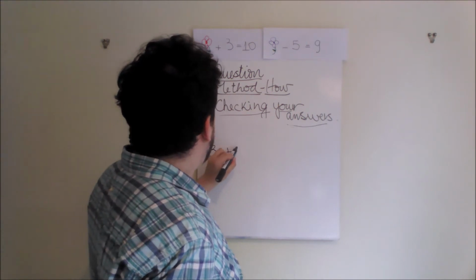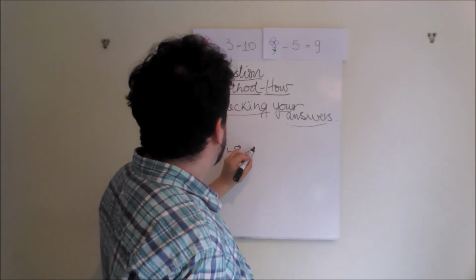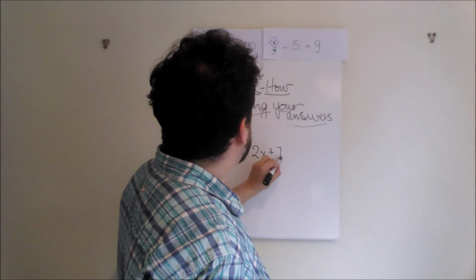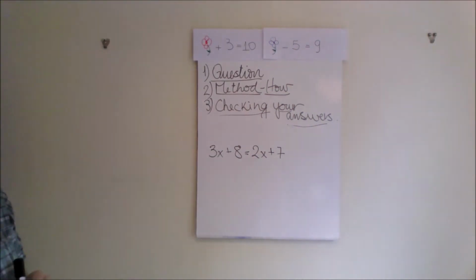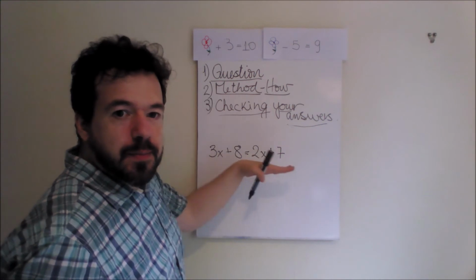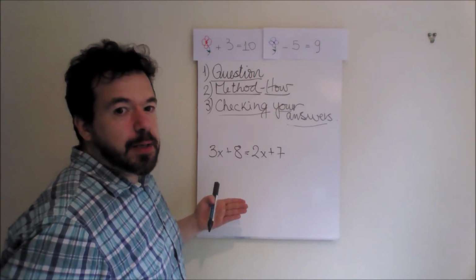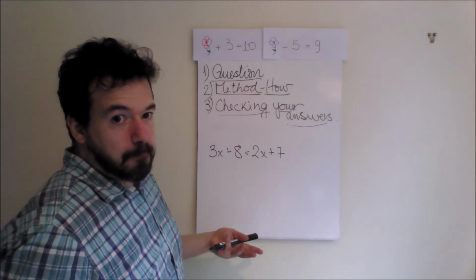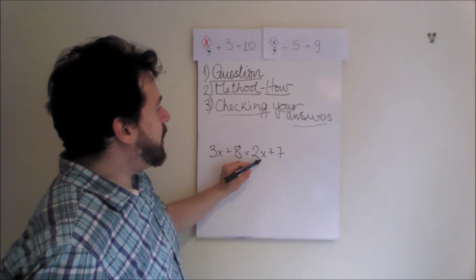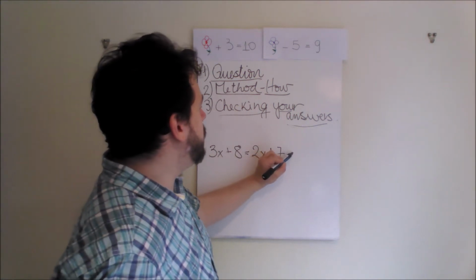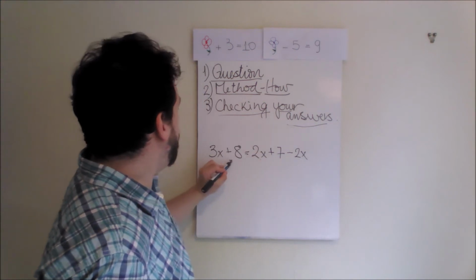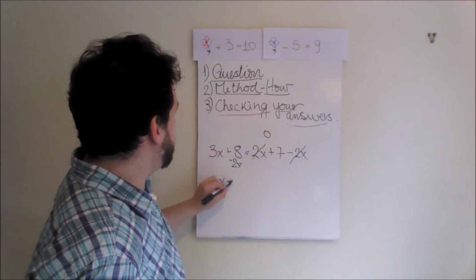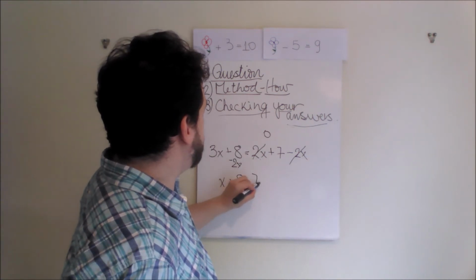3x + 8 = 2x + 7. You have to balance both sides of the equation. What will be easier? What will be easier to get rid of? We start with the x. So how many x's do we have here? 2. So what do we do? We take away 2x here, take away 2x here. 2x minus 2x is 0. 3x minus 2x is x, plus 8 equals 7. What do we do?